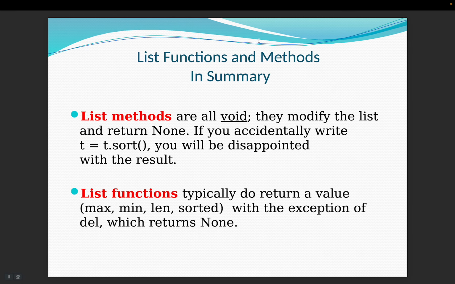So, list functions and methods in summary. List methods are all void. What does that mean? They modify the list and return none. If you accidentally write t equals t dot sort, you will be disappointed with the result, because t would just equal none. List functions typically do return a value, like max, min, len, sorted, with the exception of del, which returns none.